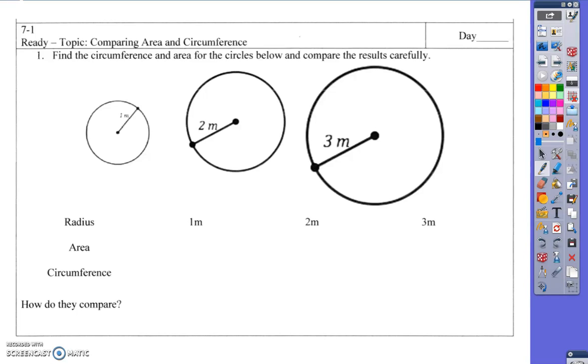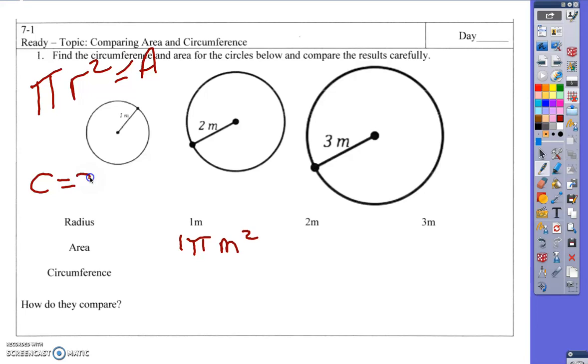But anyway. Here is our press question. We're supposed to be finding the circumference and area for the circles below and compare the results carefully. So we've kind of got this little goofy table going on. And so we've got the radius of 1, which is this first one, has an area of 1 pi meters squared. So what I used was, of course, the pi r squared formula for area. And then the circumference is going to be c equals 2 pi r. So my circumference is going to be 2 pi meters. And so that's the first one.